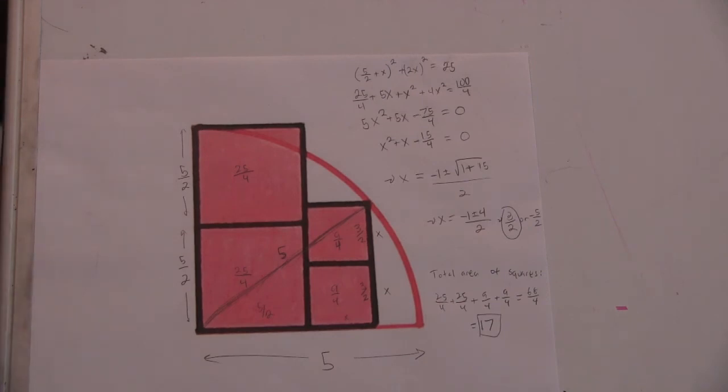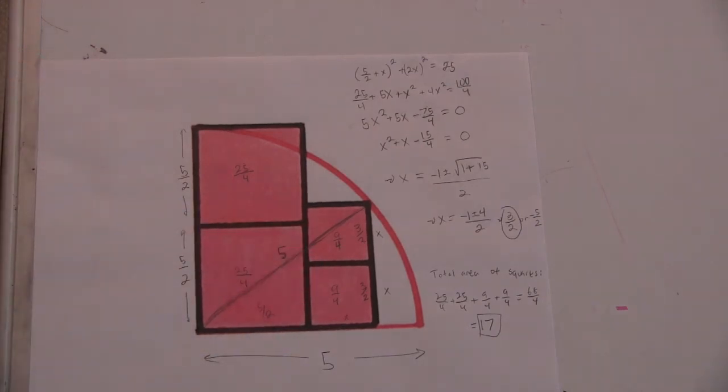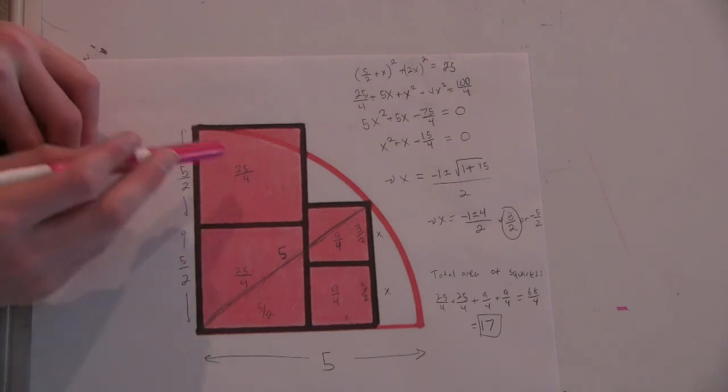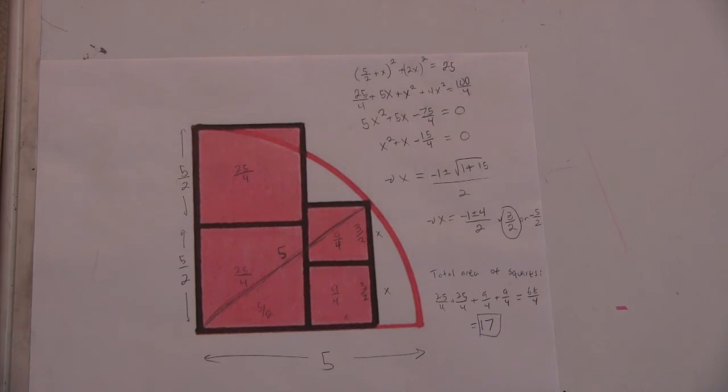Gotcha. And then from that we can just figure out the total area, because these squares each have area 9/4. And so we just add 25 plus 25 plus 9 plus 9, and then we get 68, and then we divide by 4 and get 17.